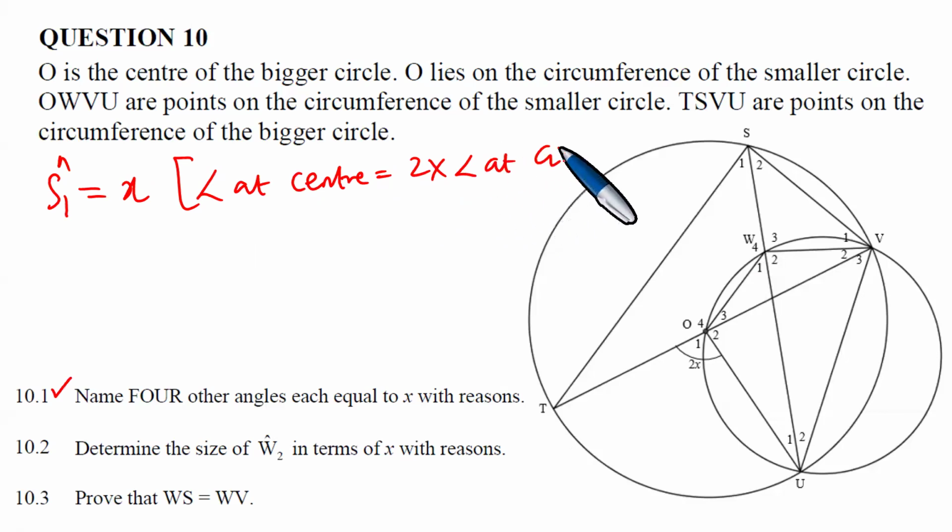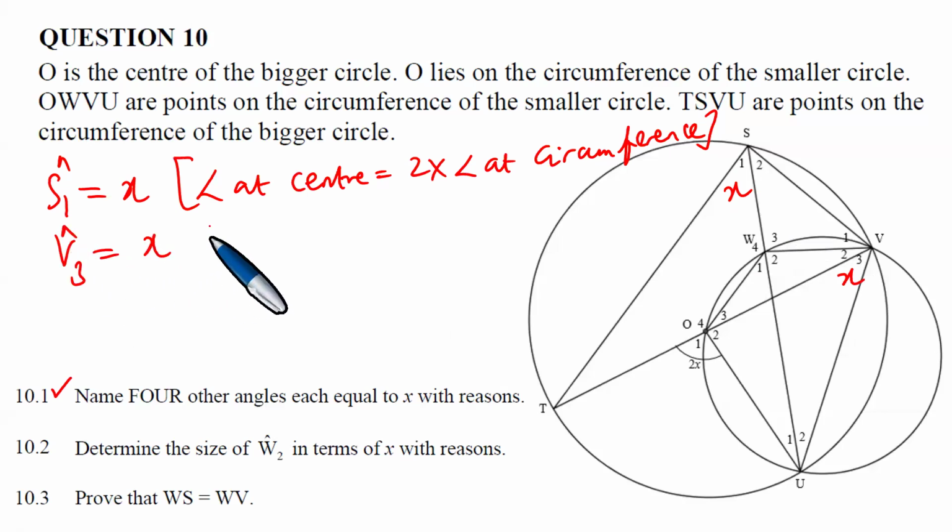Next. And then V is equal to X. Which particular V? Is it the whole of V? V3. V3 equals X. Well done. So S1 is already X. V3 is X. Why would V3 be X?